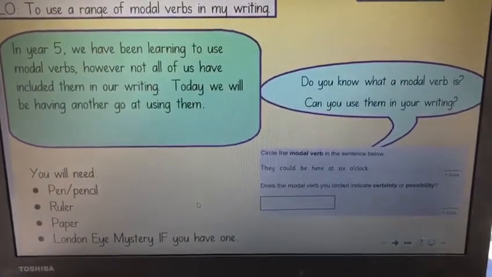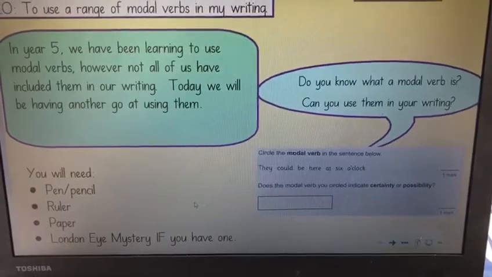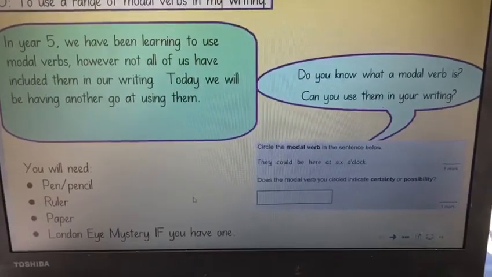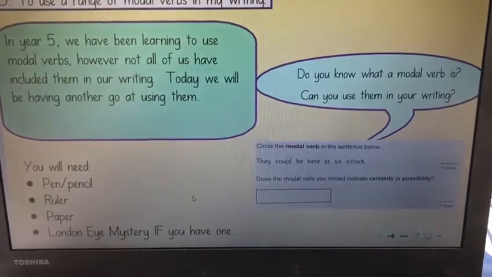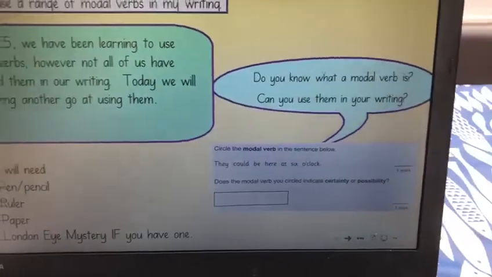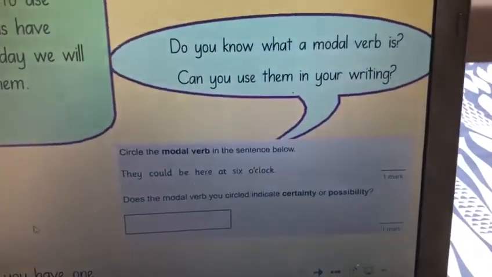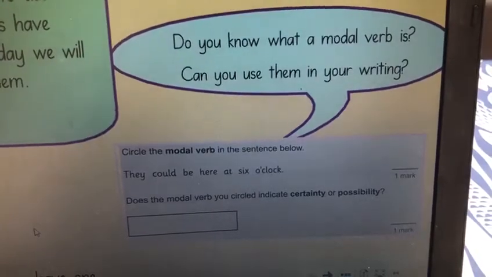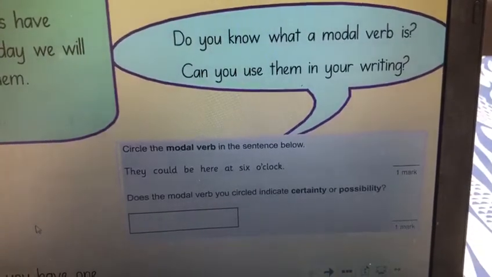For this activity, you will just need your writing equipment and a London Eye Mystery if you have one. If you don't have a copy of the book at home, that's fine. You can work from your memory of what we have read in class. So, ask yourself to begin with, do you know what a modal verb is? And can you use them in your writing?